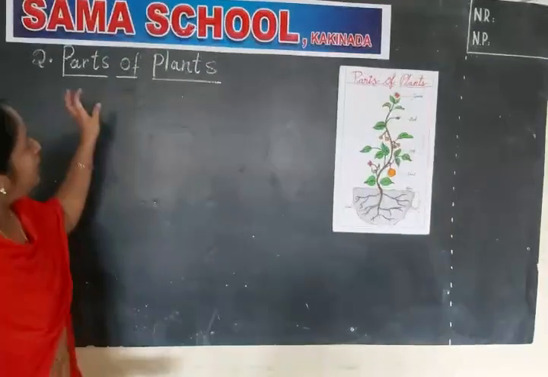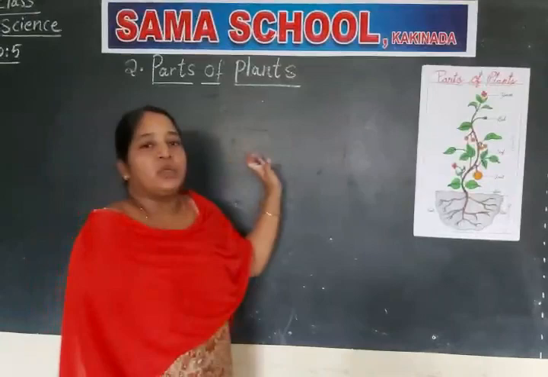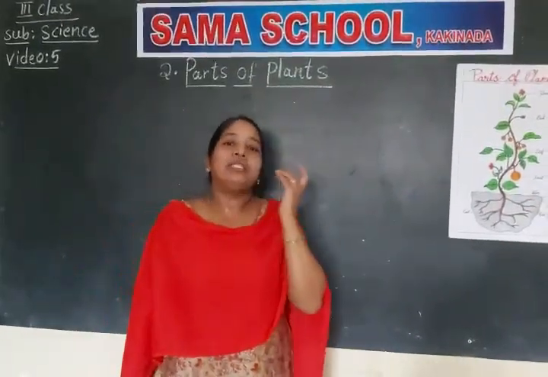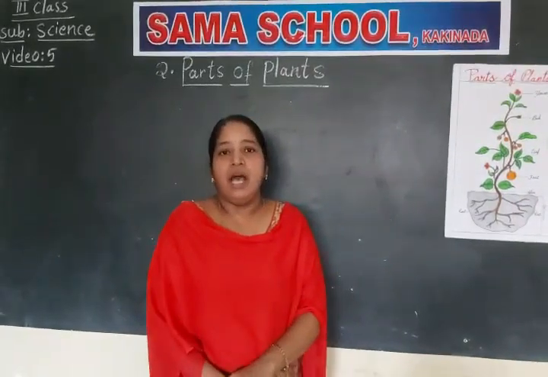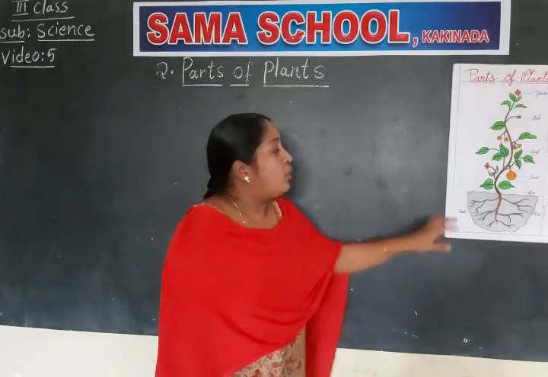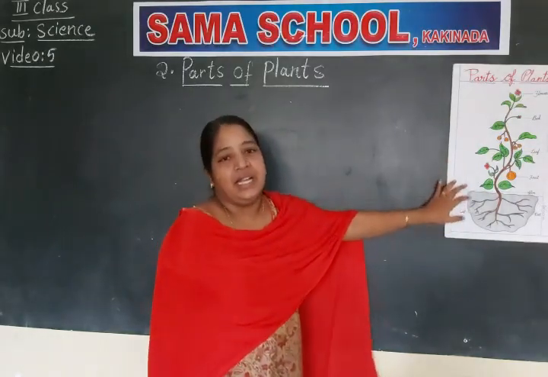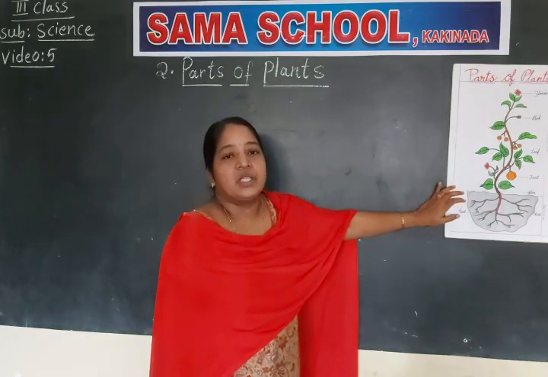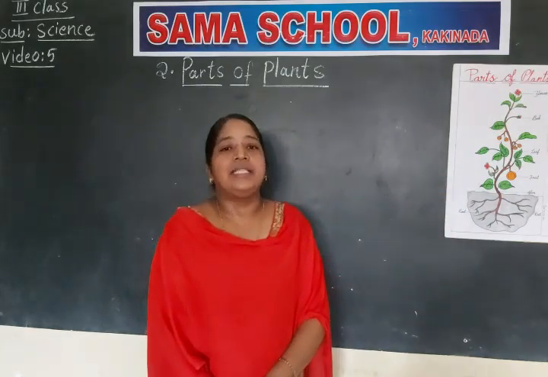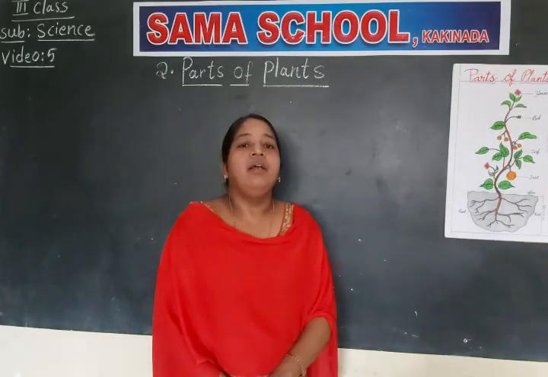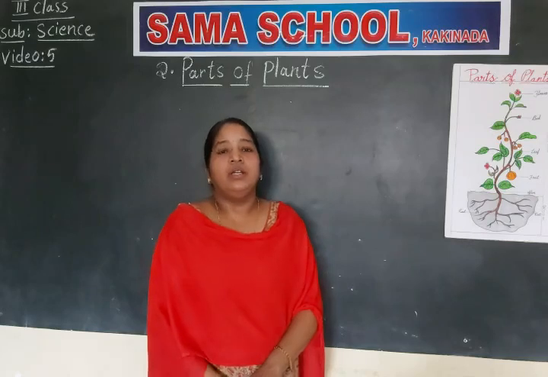Clear, children? Okay. So you have learned types of roots, and next one, functions of roots. Roots absorb water and minerals from the soil, and roots help the plant to stand in the soil. And next, we eat some of the roots as our food. The best examples: carrot, radish, beetroot, and so on.